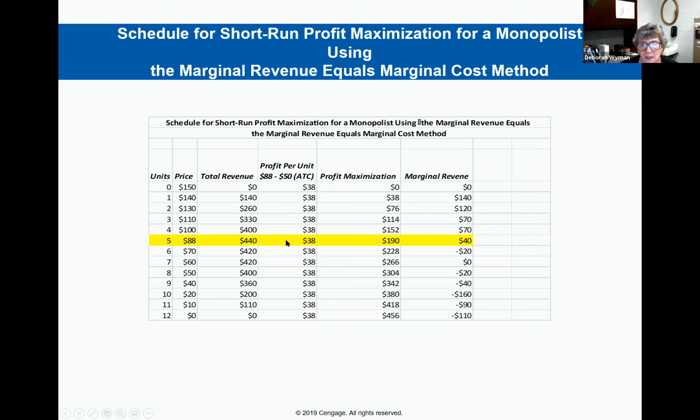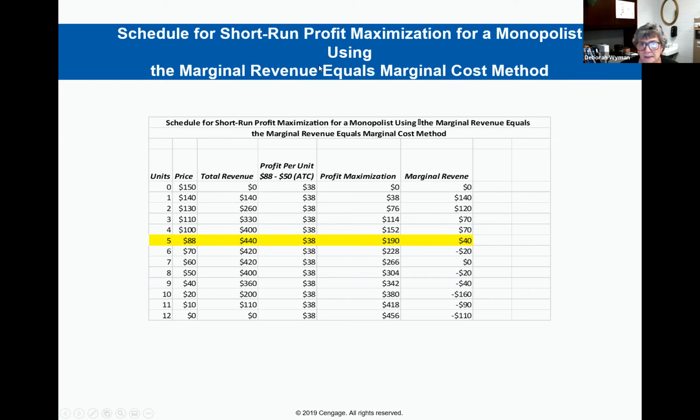Well, at $88, your total revenue is 440. So you want to look at this: where does it start going down? Once it starts going down, you stop. So you're at 440 here. And then your profit maximization is at $190 and your marginal revenue is 40.